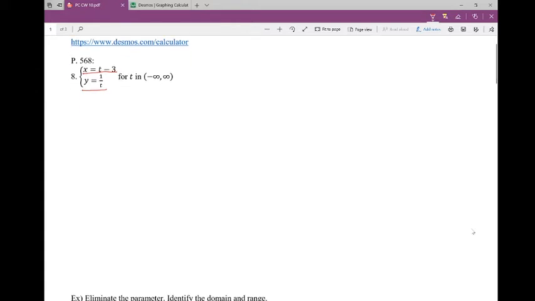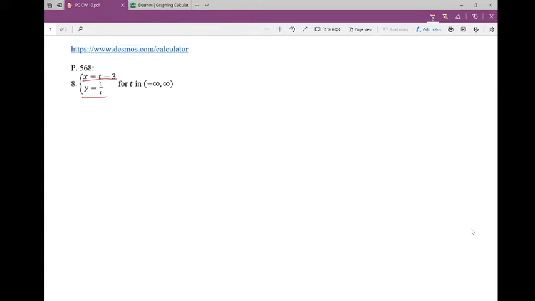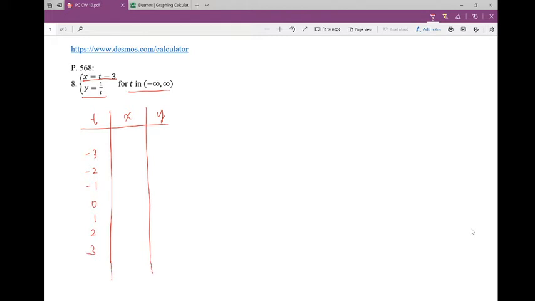Just like in example 1, we are going to use a table of values, t being our parameter, which will define x and y for us. Because t is defined from negative infinity to infinity, I'm going to take some negative values as well as some positive values.